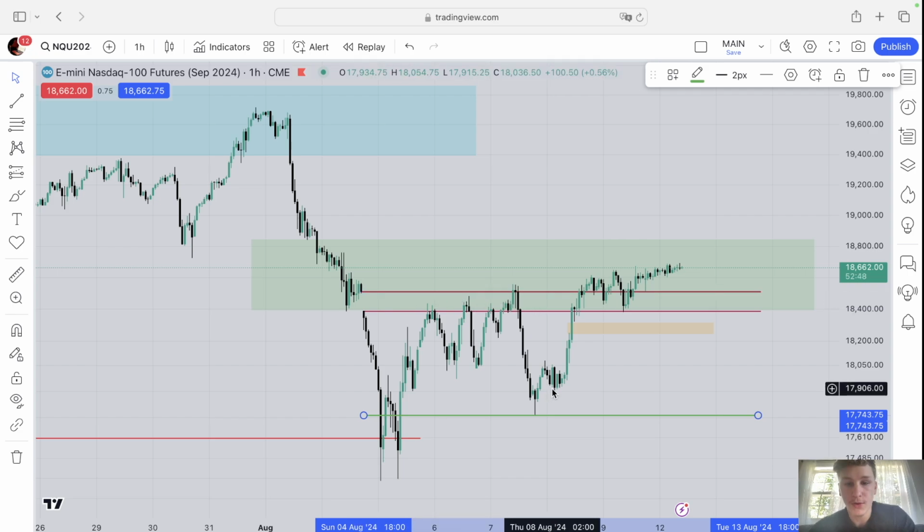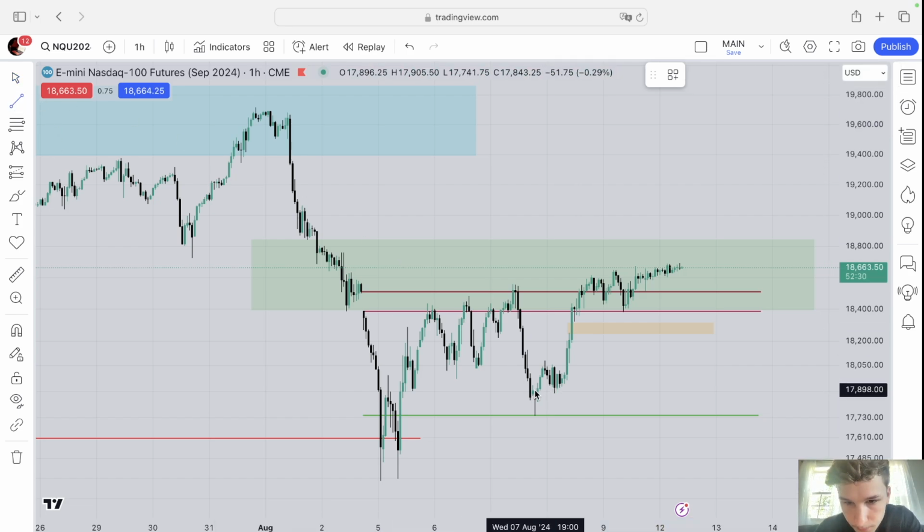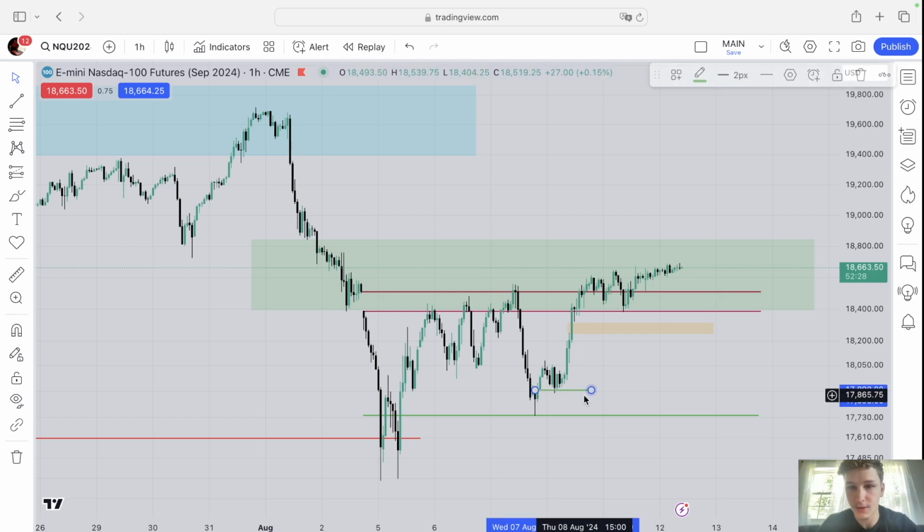What takes place coming into Thursday? Well, we drop down, touch the midpoint beautifully on the daily chart, and then we come up into midnight opening. We trade below midnight opening to do what? Well, what's this right here? This here is a classic bullish order block.